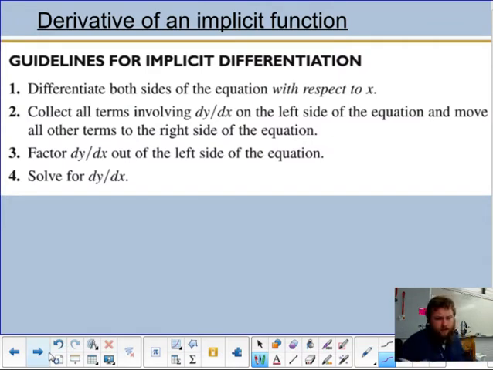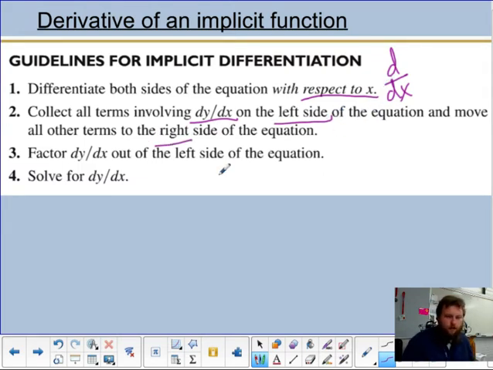So before we do that, let's talk about guidelines for implicit differentiation. You want to differentiate both sides with respect to x. That's like doing the d of dx thing. And then you want to collect all terms involving dy dx on the left. So move dy dx's to the left side. Move everything else to the right side. So kind of like with the quadratic formula, you put numbers and variables to the left and 0 on the right, in a way. Then you want to factor out that dy dx and actually solve for dy dx. So your final answer is dy dx equals whatever.